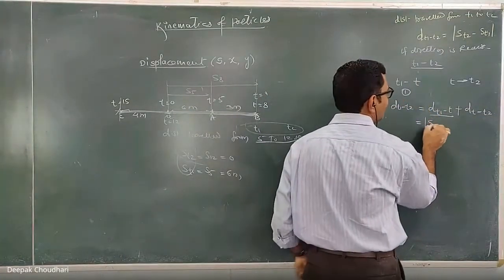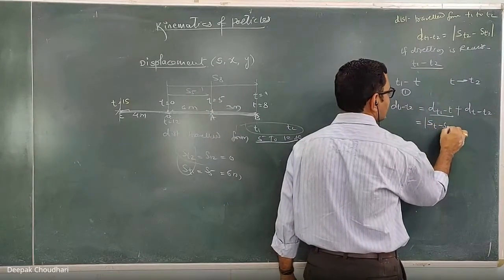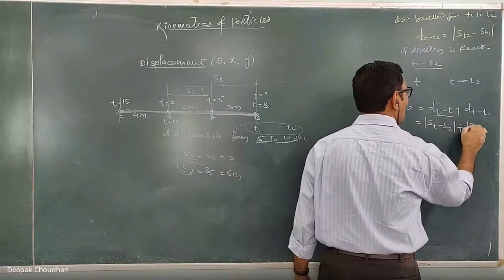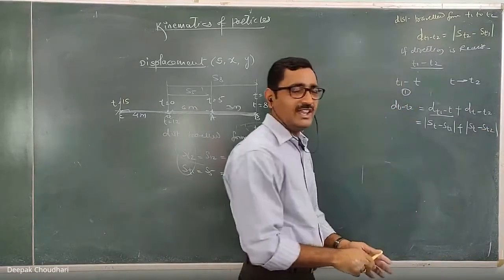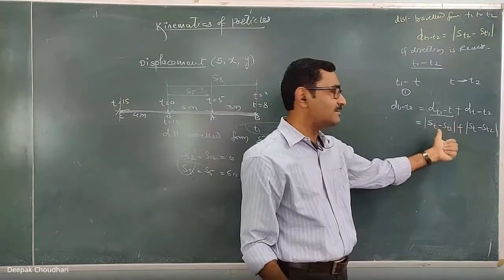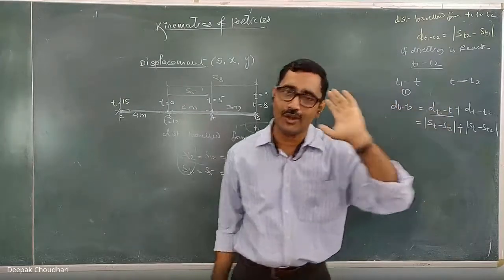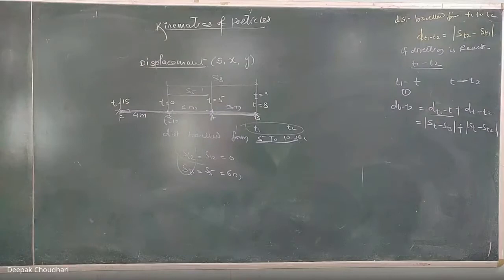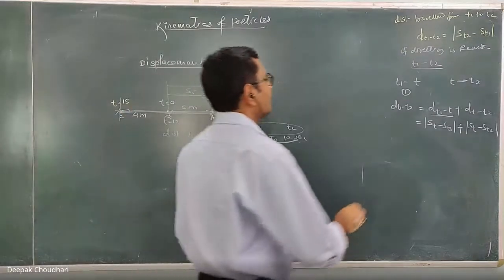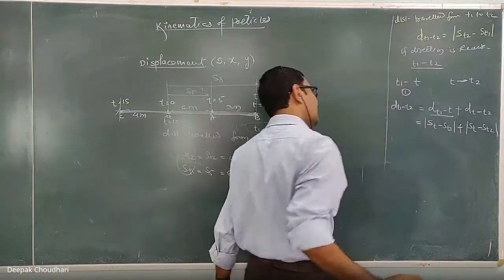So here it becomes mod of St minus St1 plus in another mod, it is St minus St2. And it doesn't make any difference whether you are writing St minus St1 or St1 minus St because we are taking it in the mod. Okay, here. So you have to split that interval into two parts if the particle reverses the direction of motion. Here, समझ में आया क्या? Any doubt?